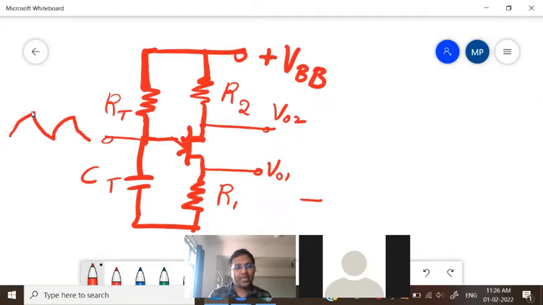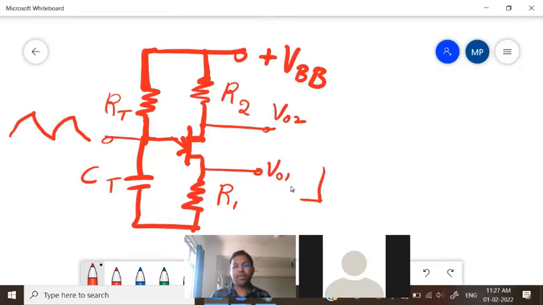Now at this point, when the voltage at CT is maximum, the UJT will turn on. When the UJT turns on, current will start to flow through R1. The switching time of the UJT is very fast, so suddenly a large current will start to flow through R1, and the voltage V01 will suddenly rise to a high value.